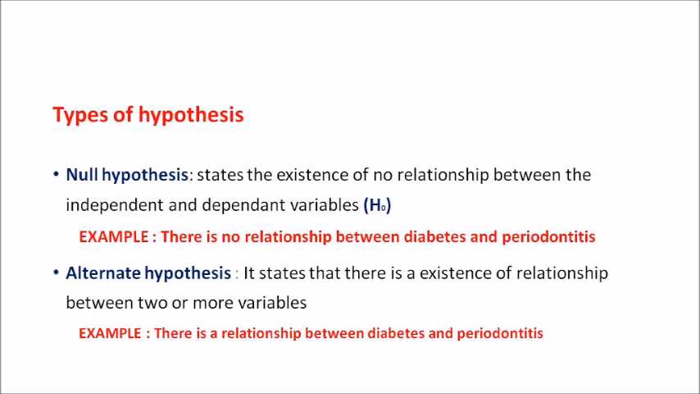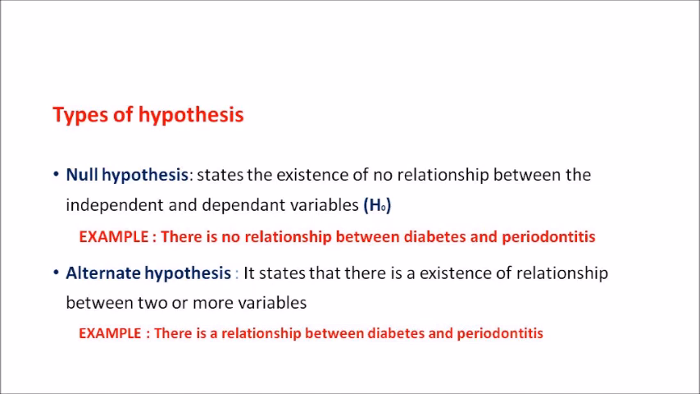That is how we should state a null hypothesis. Another example I have given: there is no relationship between diabetes and periodontitis. So that is a null hypothesis. Okay. Now we are moving on to the alternate hypothesis. So there we have a null hypothesis. So what could be the alternate? There exists a relationship between two or more variables. So the alternate could be there is a relationship between diabetes and periodontitis.